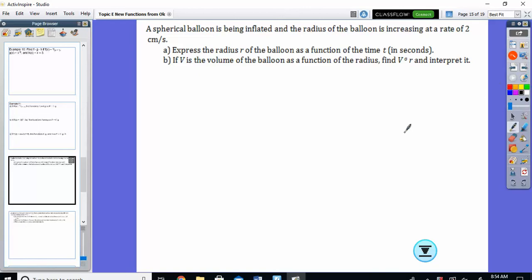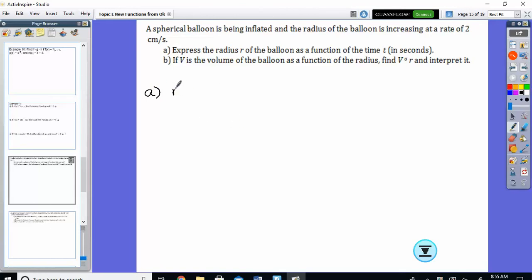So let's take a look at this one. A spherical balloon. When I say a spherical balloon, what shape am I talking about? Yeah, like a ball. Okay. Is being inflated, and the radius of the balloon is increasing at a rate of 2 centimeters per second. Part A. Express the radius of the balloon as a function of the time.